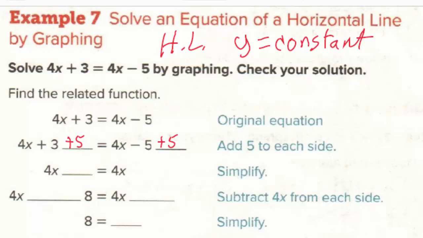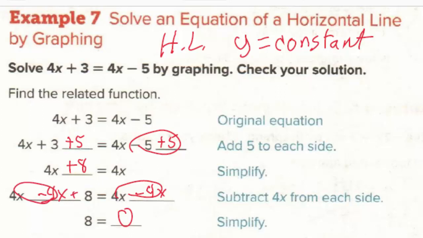So that would give us a 4x plus 8 on this side. This, of course, zeroes out. Then we're going to get rid of the 4x on the right-hand side, so minus 4x and minus 4x. And the right-hand side becomes a 0. And the left-hand side becomes a 0 plus the 8, which leaves us 8 equals 0. Now, if you remember what we talked about solving multi-step equations before, if we end up with an equation like this where it's not true, 8 equals 0 is not true, there should be no solution.